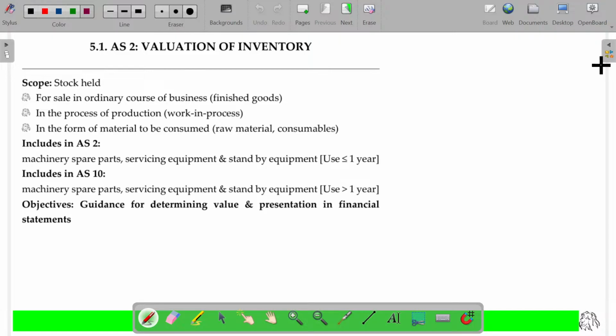We will now start with AS number 2, valuation of inventory.